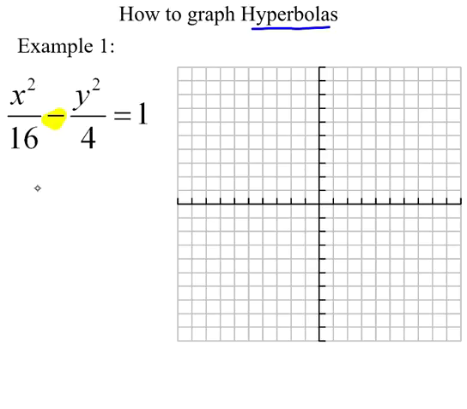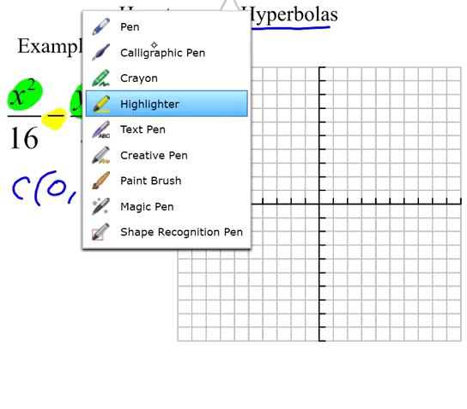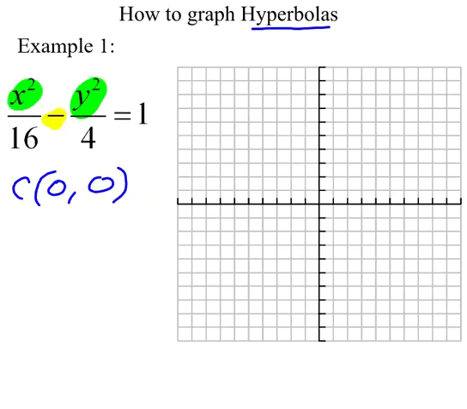The center on this one is going to be 0, 0, because if I look at these two pieces, this x squared and that y squared, nothing is being added or subtracted to it. Therefore, it has no translation. So here is that 0, 0.